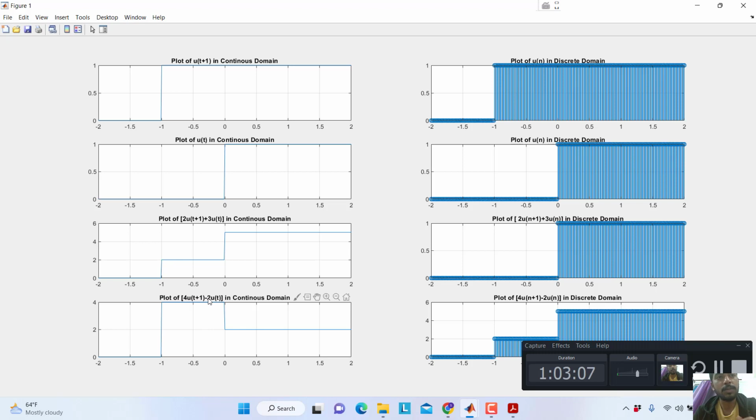Next we apply the subtraction operation in the continuous domain. We multiply one term by 4 and the other term by -2, and the plot becomes like that. Similarly, we apply the same things in the discrete domain. That shows the plot of u[n+1] and the plot of u[n], and then we multiply u[n+1] by 2 and u[n] by 3. That shows the addition of these two terms, and that shows the subtraction.